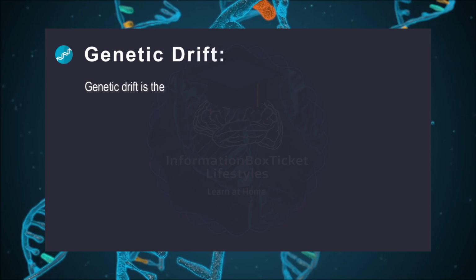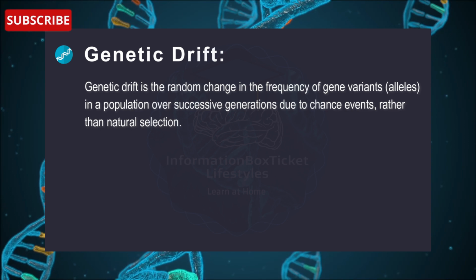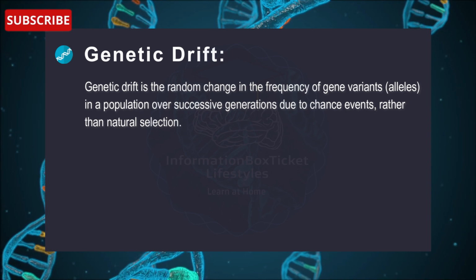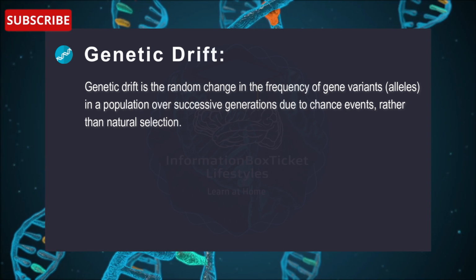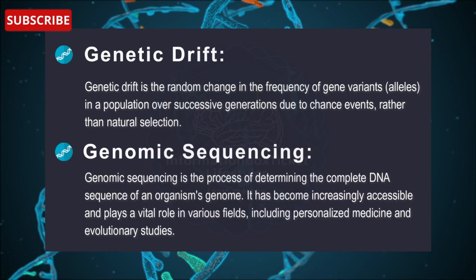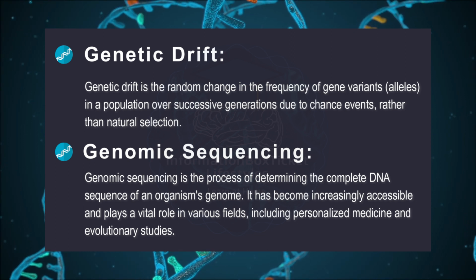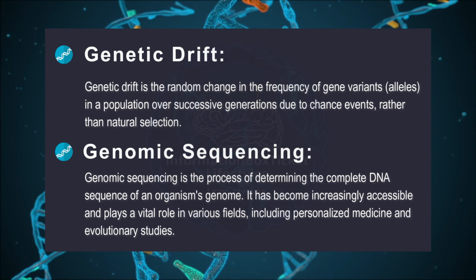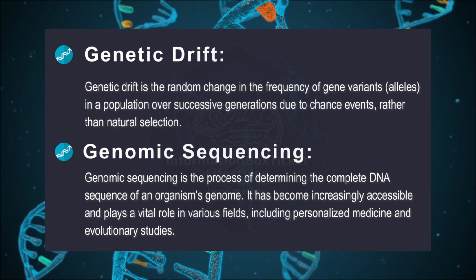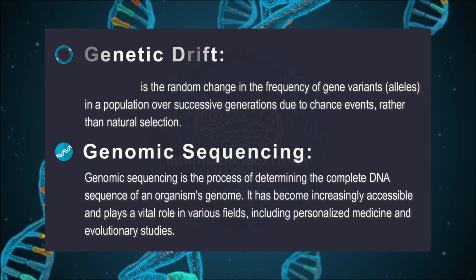Genetic drift. It is a random change in the frequency of gene variants, alleles, in the population over successive generations due to chance events rather than natural selection. Genome sequencing. Genome sequencing is a process of determining the complete DNA sequence of an organism's genome. It has become increasingly accessible and plays a vital role in various fields including personalized medicine and evolutionary studies.